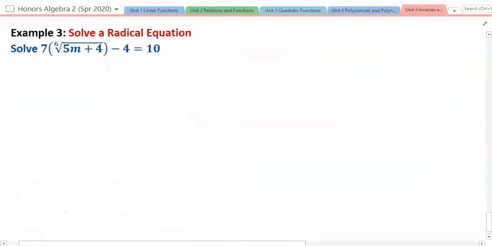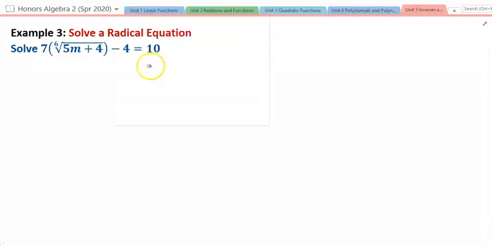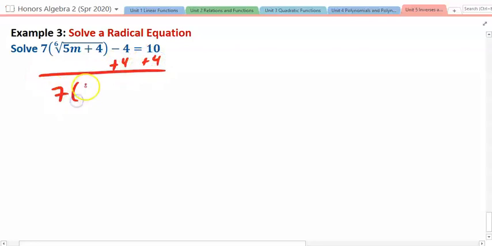7 times the 6th root of 5m plus 4, minus 4, is equal to 10. Let's look through these steps. Again, think about PEMDAS as we do it. What do we need to get rid of first? We need to get rid of addition and subtraction, so we add the 4 to both sides. I get 7 times the 6th root of 5m plus 4 is equal to 14.